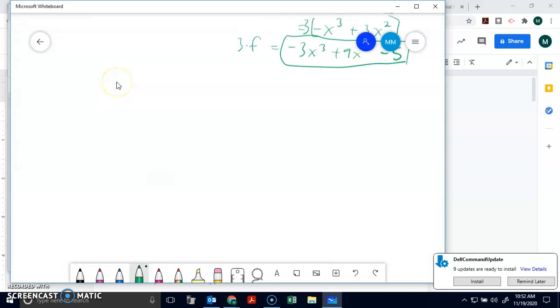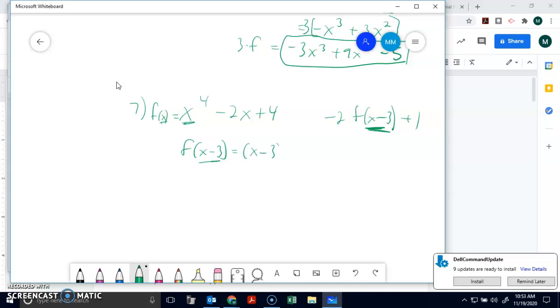And then I hit 7. And again, 7 is writing a rule. It starts us with x to the fourth minus 2x plus 4. And asks us to do negative 2. This is very similar to the last one. X minus 3 inside and plus 1. So I want f of x minus 3. So instead of f of x, I want x minus 3 in place of x. So instead of x, I'm going to do x minus 3. And then I'm going to do the same thing here, x minus 3 plus 4.